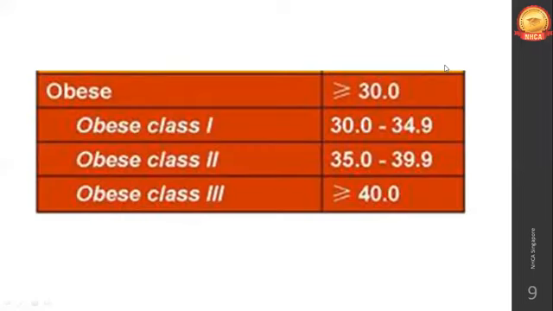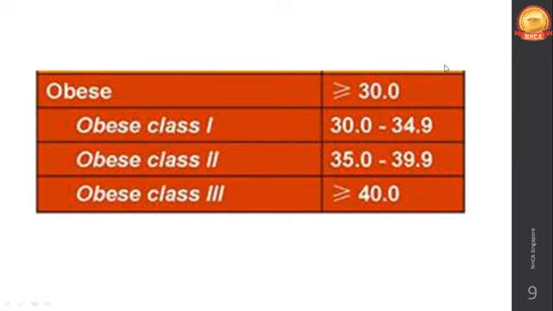Then obesity, different classes of obesity. You will find a similar table in your textbook also. I don't know which page number in the textbook, but a somewhat similar table was there. I don't remember the page number, but you can read about it later. Yes, there are different classes of obesity.